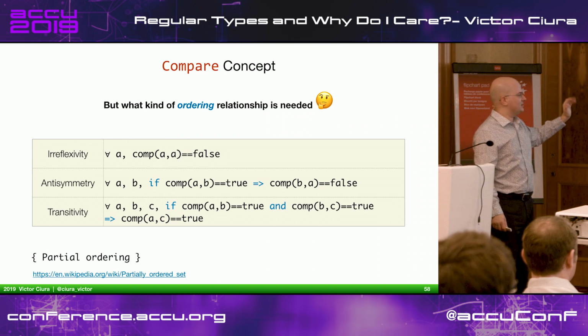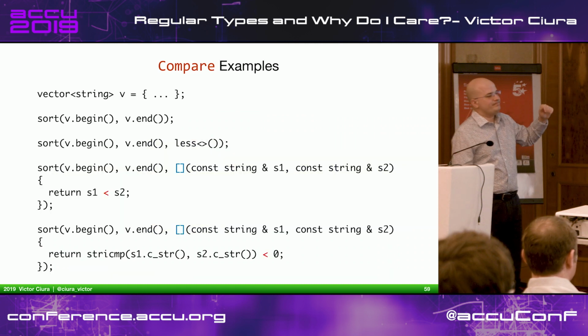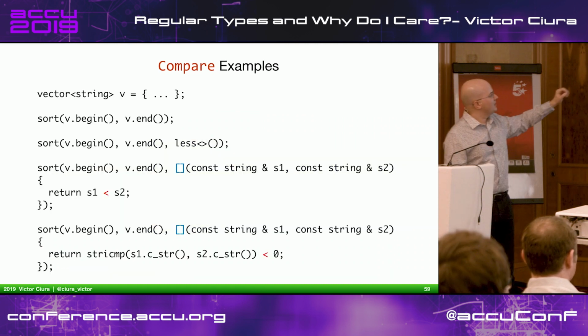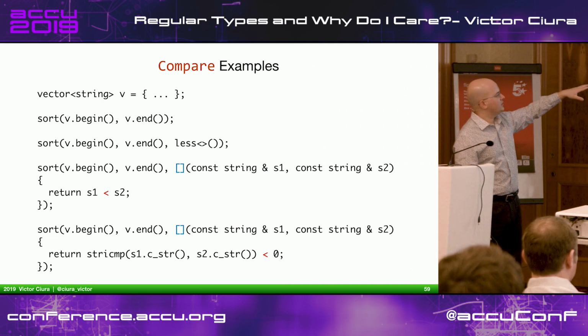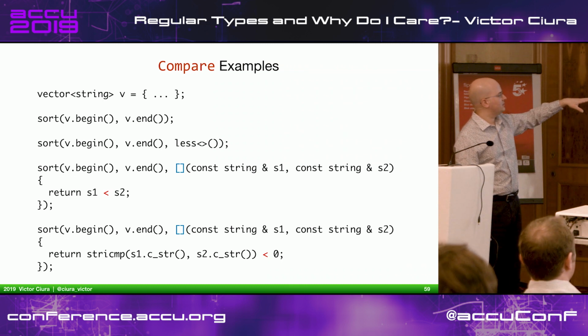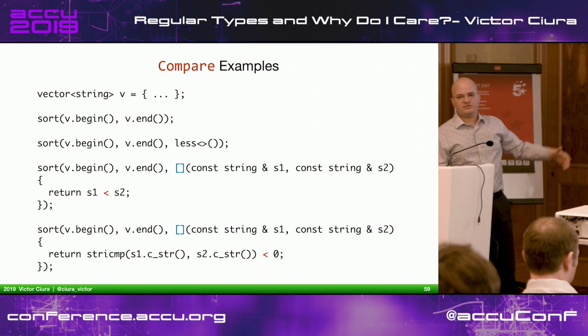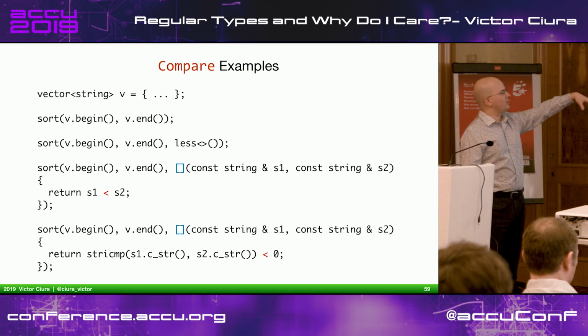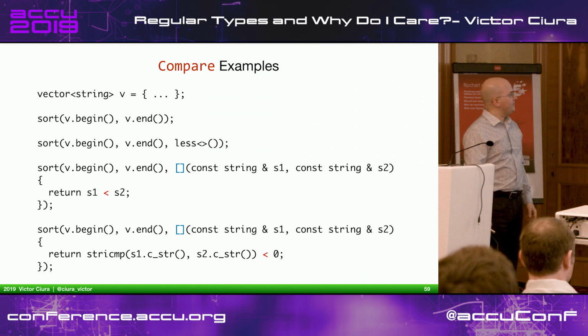So we'll start with this, and we call this partial ordering, and we'll see if we can get away with it. Let's take a very simple example, like sorting a vector of strings. We sort with an implicit predicate. We specify less. We sort by specifying a lambda and using the less operator on the standard string. And then we do a case-insensitive compare. Very simple, very intuitive. Students have no problem understanding this. They expect it to work. It works. Nothing surprising there.